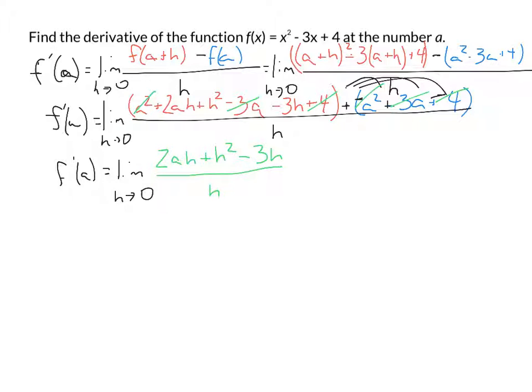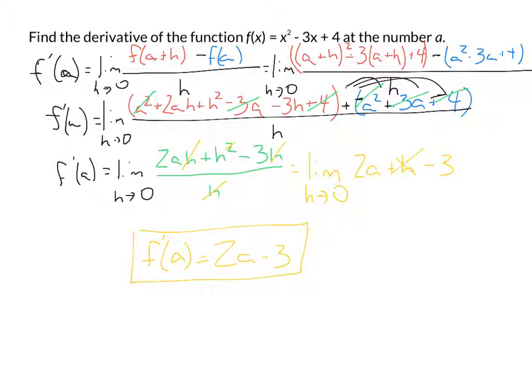And so if you notice right now, I have an h in all three terms on top that can divide out with the h on bottom. So we have the limit as h approaches 0 of 2a plus h minus 3, and then using our direct substitution, our derivative of f at a is, well, I put 0 in for h, so it's gone, and we just have 2a minus 3.